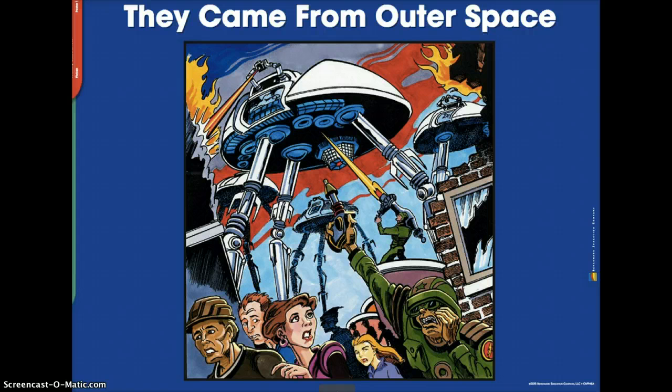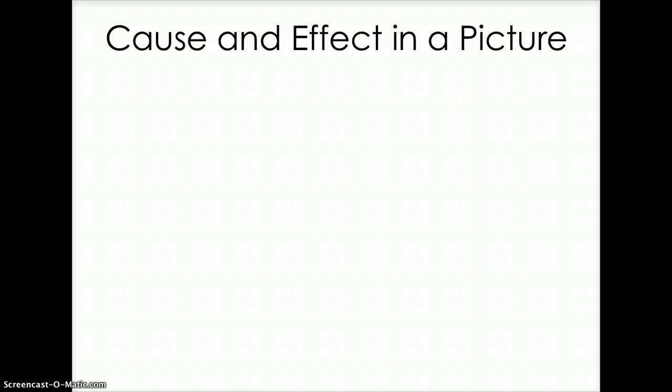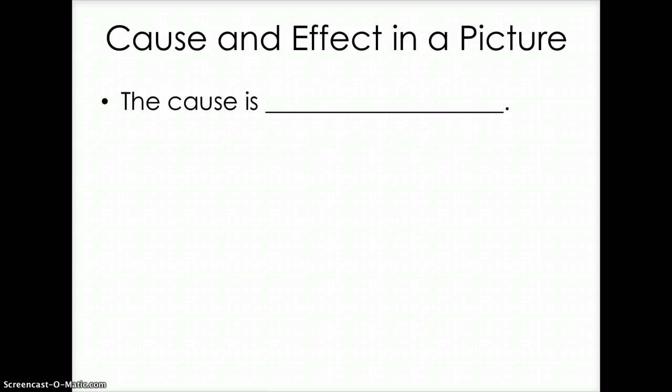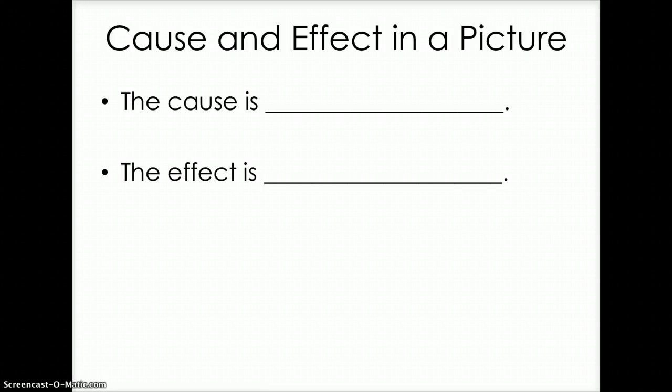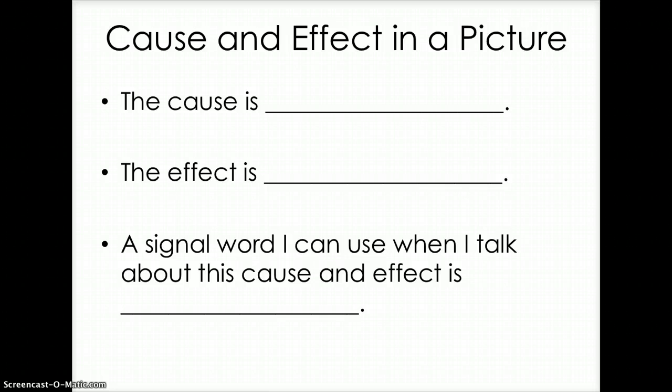I apologize for that. So when we look at cause and effect in a picture, one of the things I want you to think about is what's the cause. Okay. So when we talk about academic sentence frames to discuss strategies, that's what we're talking about here. The cause is, so what is the cause? The effect is, what is the effect? What is happening because of something? All right? And the signal word I can use when I talk about cause and effect is what.